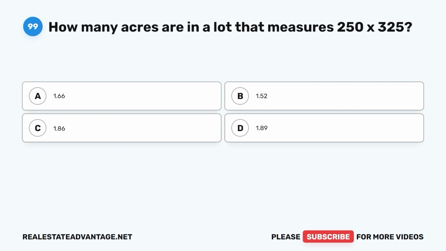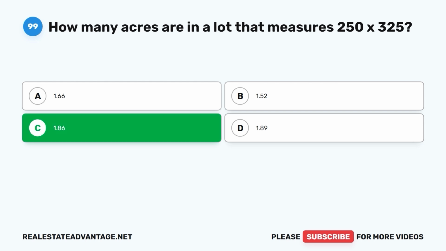Question 99. How many acres are in a lot that measures 250 by 325? A. 1.66. B. 1.52. C. 1.86. D. 1.89. The correct answer is C. 1.86.